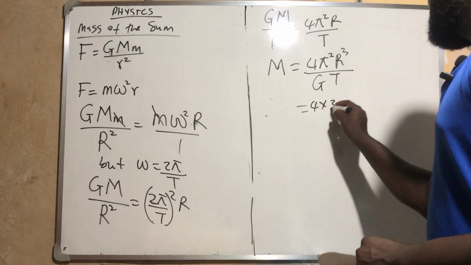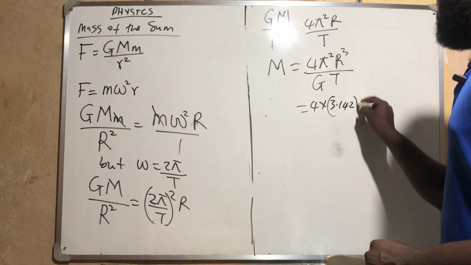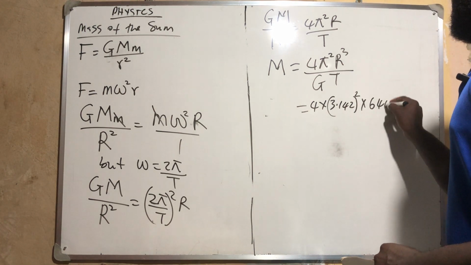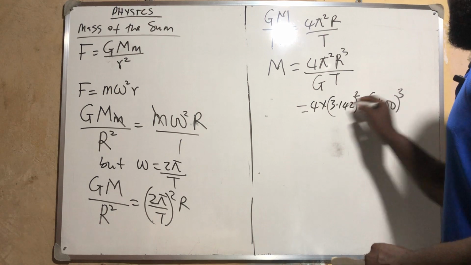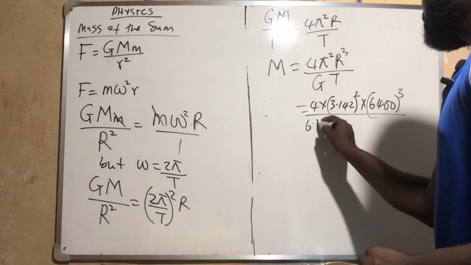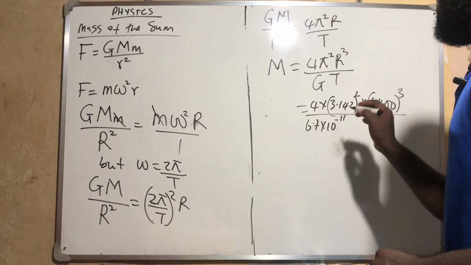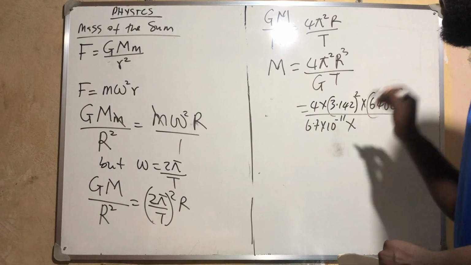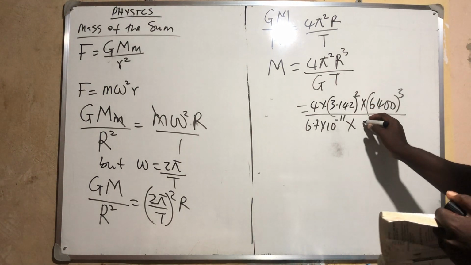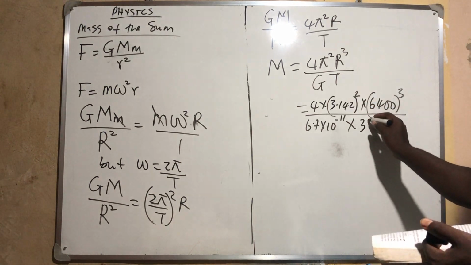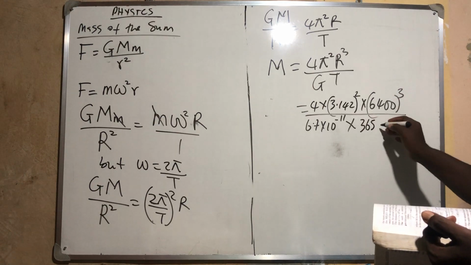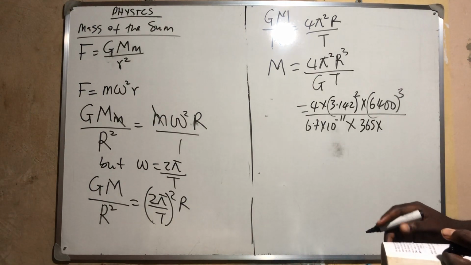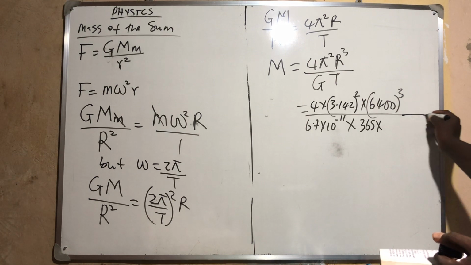So to get the mass of the sun, we'll have 4 times 3.142 all squared times 6,400 all raised to power 3, then over 6.7 times 10 raised to power minus 11 times the period, which is a year, 365 days, converting it to seconds. It must be in seconds.